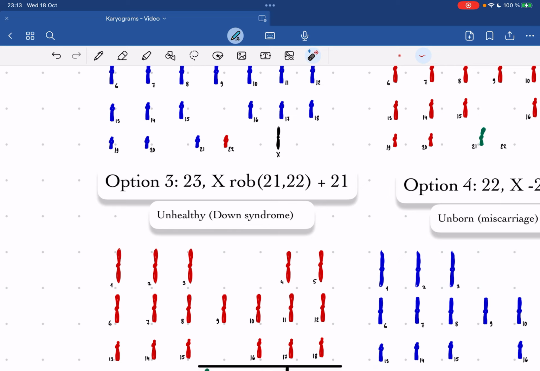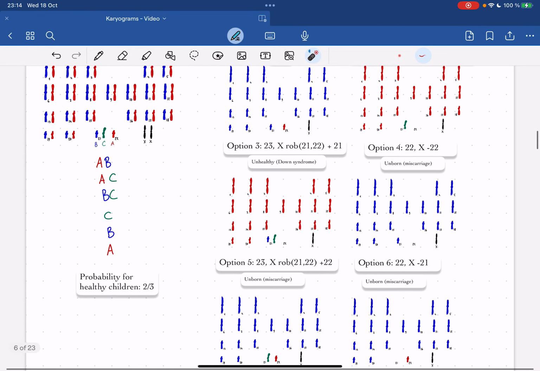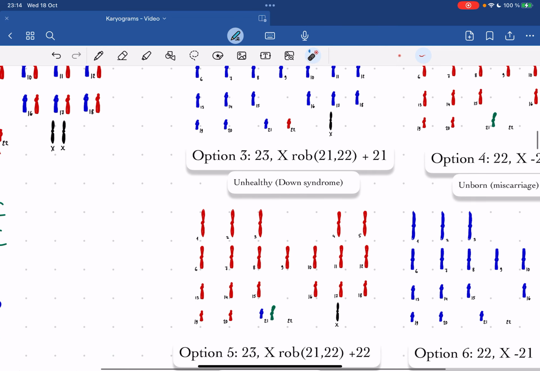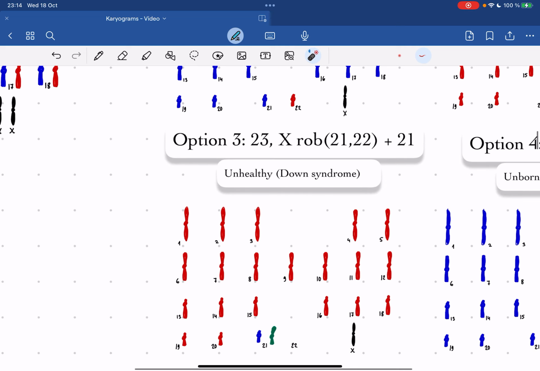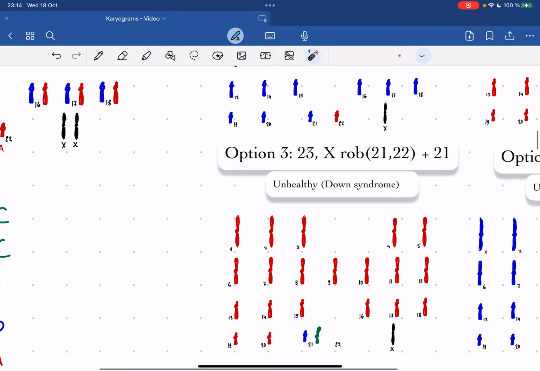Meanwhile, here for option 3, we have actually an unhealthy one. The rest will be unhealthy or miscarriages, depending on which chromosomes are affected. But I picked 21, and I will explain why. So in this case, we have 23x Robertsonian 21, 22 plus 21. What exactly does this mean? Well, it means that we have 23 chromosomes in total, and it's Robertsonian.